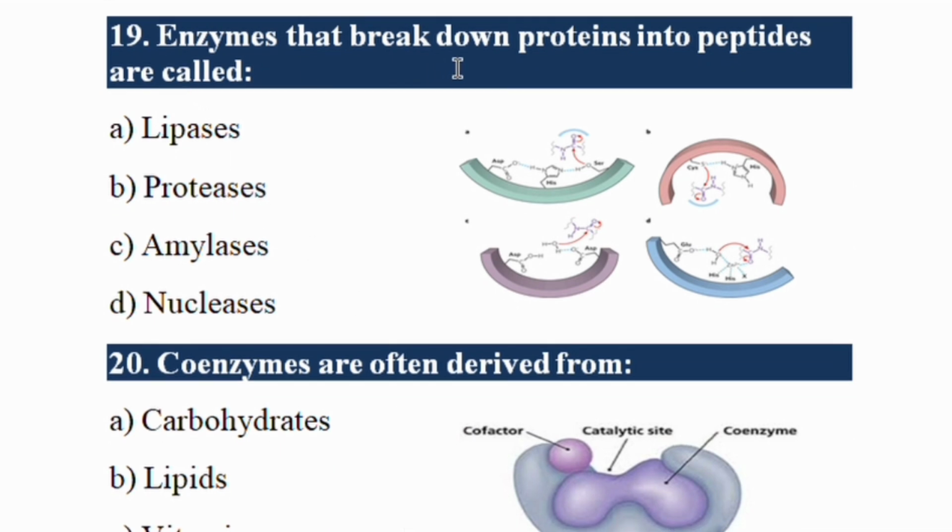Enzymes that break down proteins into peptides are called lipase, protease, Charlie amylase, delta nuclease. Here the right option is beta, protease. Protease breaks down proteins into peptides.